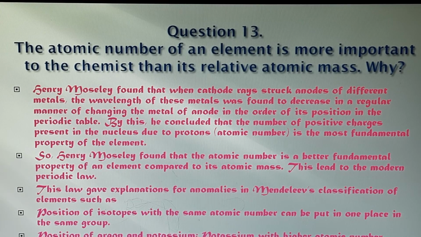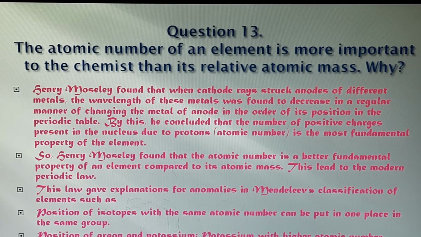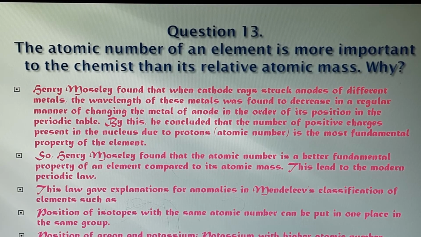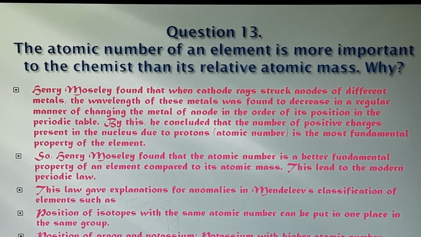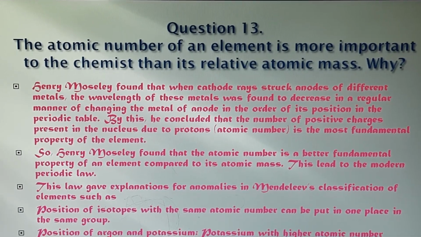So Henry Moseley found that the atomic number is a better fundamental property of an element compared to its atomic mass. And this led to the modern periodic law. This law gave explanation of anomalies in Mendeleev's classification of elements, such as the position of isotopes and the position of argon and potassium.